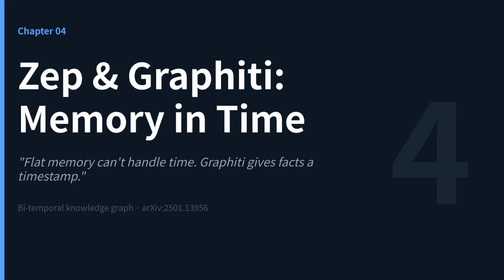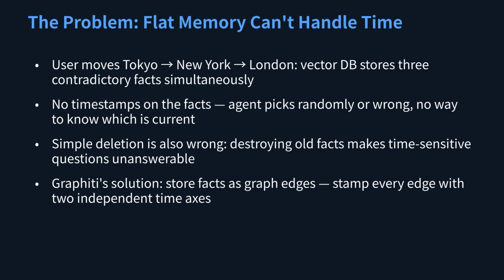Now we hit a fundamental limitation of everything we've seen so far. Flat memory doesn't handle time. If a user moved from Tokyo to New York to London, a vector database ends up storing 3 contradictory facts about where they live, with no way to know which is current. This is where Zep and its graph engine Graphiti come in.